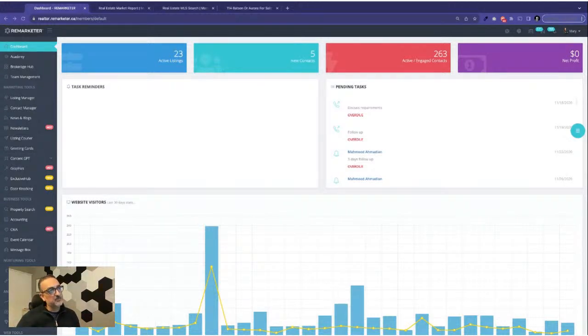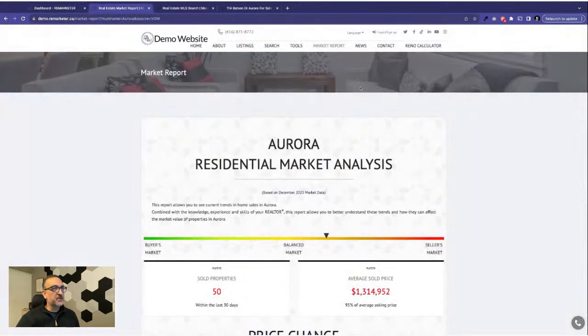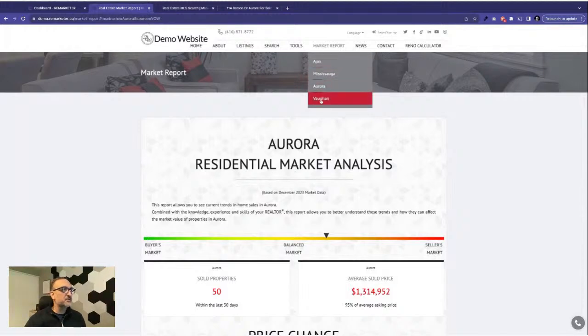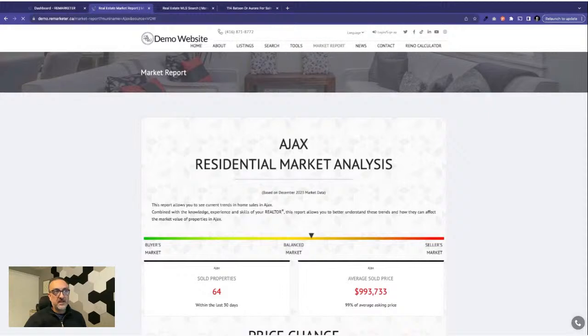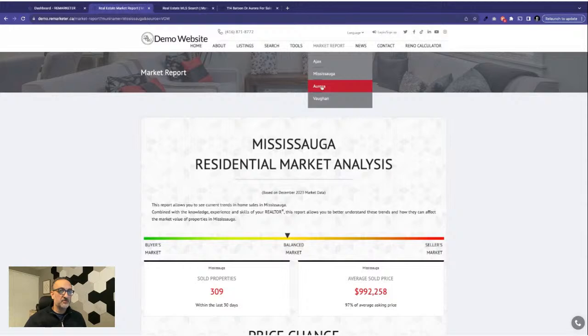The first thing that I want to show you, obviously, is market statistics. If you go to your website, you have some market reports available here, which you can change under website configuration. The cities that you want to promote here under market stats would be the cities that you are mainly active in, and therefore you'd want to display the fact that you have the ability to analyze the market as well, right off the bat on your website.